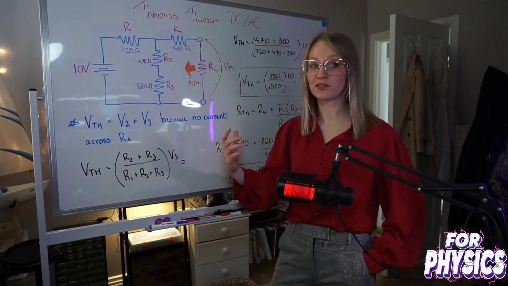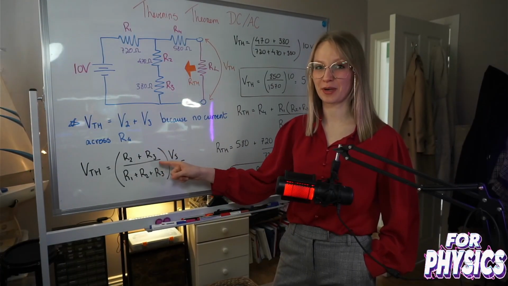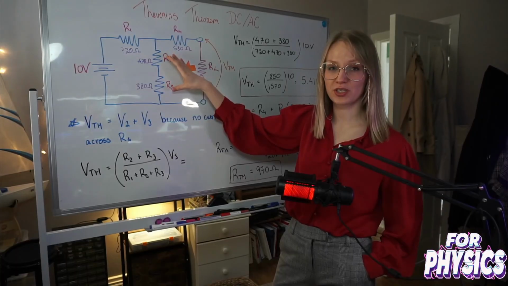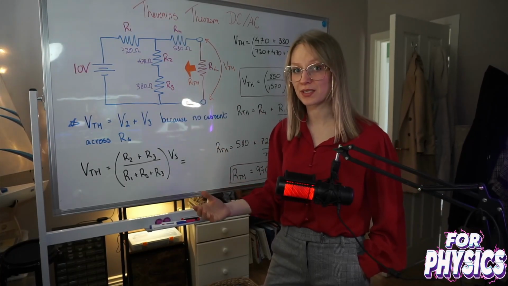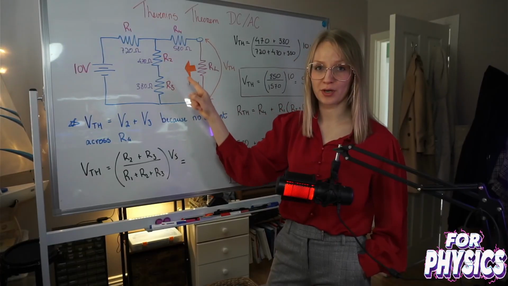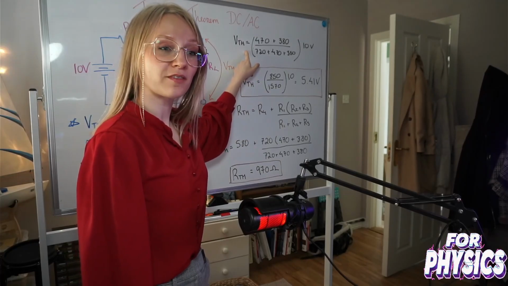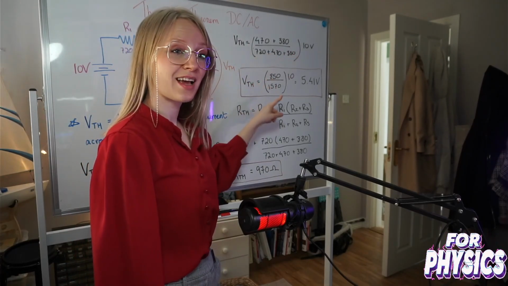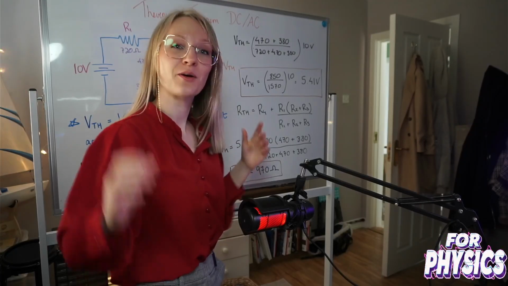So to measure the voltage, it's the classical voltage divider equation. We want to measure what the voltage is across R2 and R3 over the total sum of all the voltage drops, R1, R2, and R3. They should all add up to 10 volts. Sub in the value of all of our resistors and the voltage source, and we get our voltage to be 5.41 volts. We're halfway done.